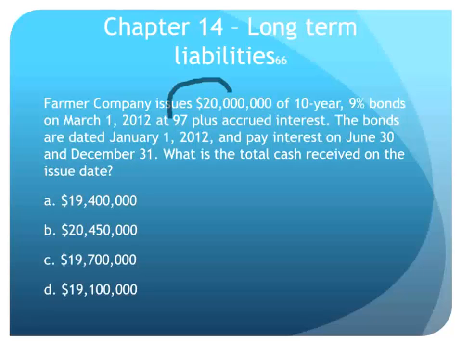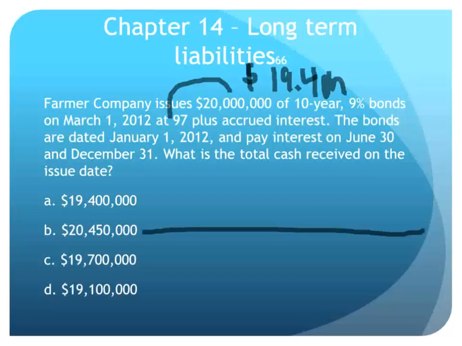0.97 applied to 20 is 19.4. So you have that as a starter base, right? All you do is you multiply the percent always by what they issue. Okay, so that's the start. And now the other part of it is accrued interest, which we solve by looking at it in a different way.